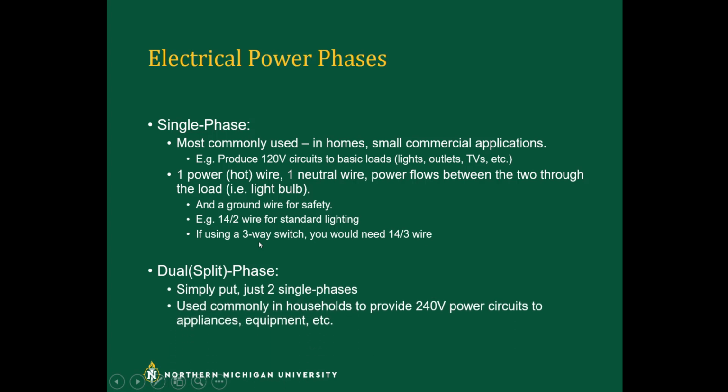Dual or split phase is basically just two single phases put together. So a lot of household appliances would require 240-volt power for different circuits, like appliances equipment. So at that point, we're just basically doubling this. We have two going on simultaneously.